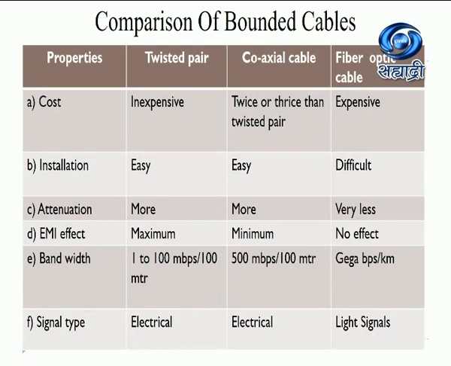Bandwidth of a twisted pair is 1 to 100 Mbps per meter. Then it is 500 Mbps to 100 meters for coaxial cables. It is in gigabits per second or in kilometers for fiber optic cable. Signal type of twisted pair is electric. Same for the coaxial, and in case of fiber optic, the signal is light signals.